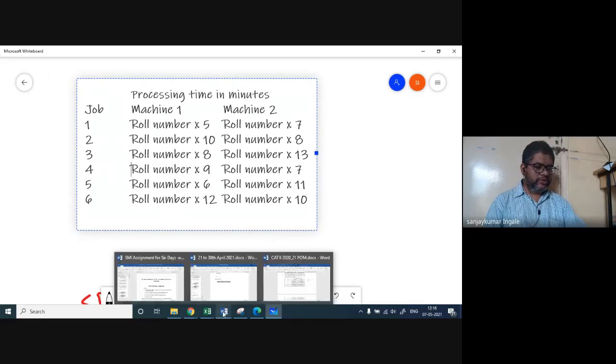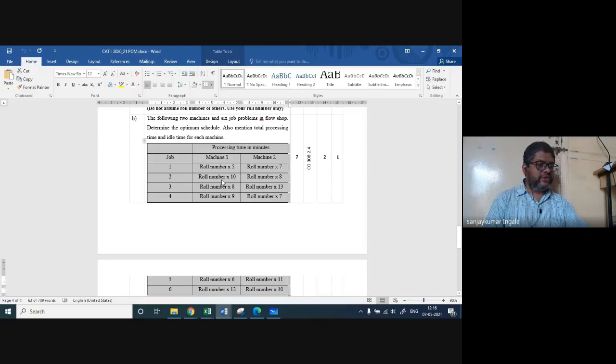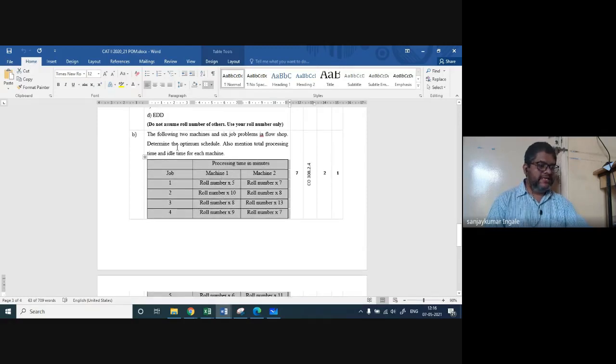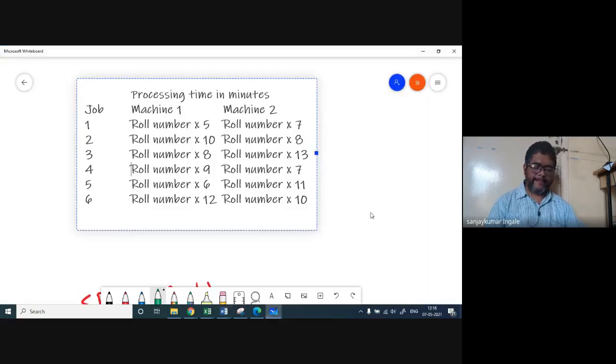Normally, while solving such a question, please see the sequence given in the question. Sometimes it is given that the job is to be processed on machine 1 first and then machine 2. And sometimes, maybe to create confusion, they may also give that you first process it on machine 2 and then on machine 1, but it should be clearly mentioned in the question. If not mentioned, we'll assume first on machine 1 and then on machine 2. Okay?